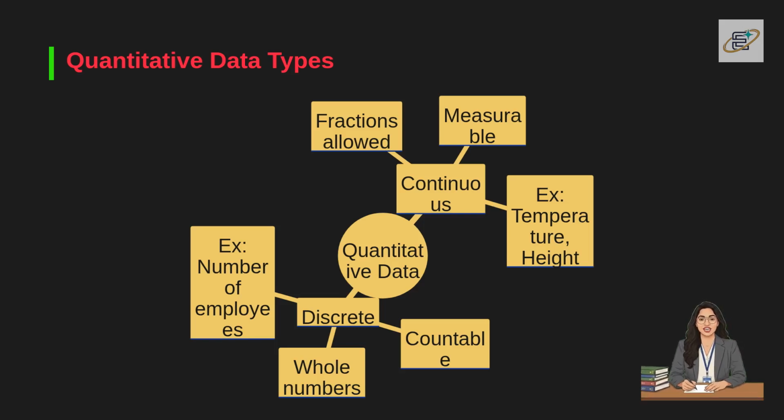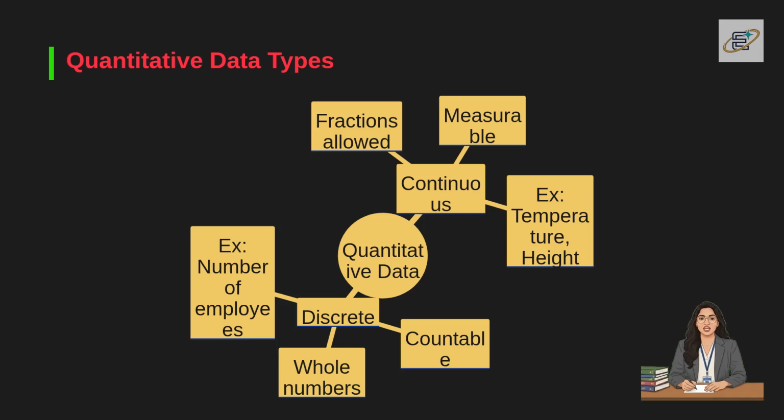For example, the number of employees in a company, or the number of cars in a parking lot. You cannot have half a car or a quarter of an employee. It is a strict, whole count. The second subcategory is continuous data. Continuous data represents measurements that can take on any value within a range, including fractions and decimals. Think of a person's exact height, the temperature outside, or the time it takes to run a race.